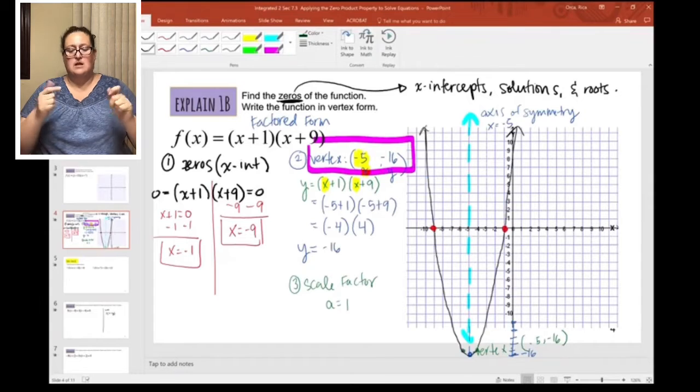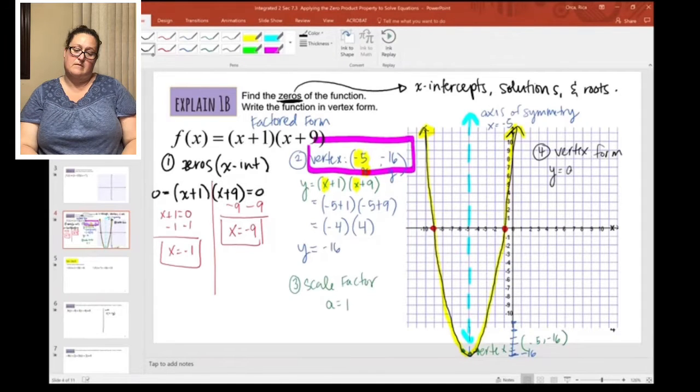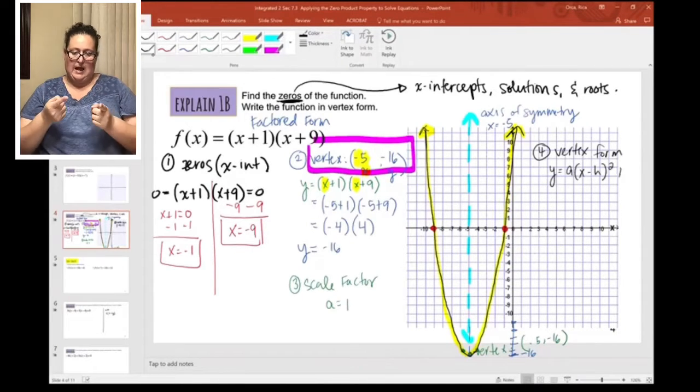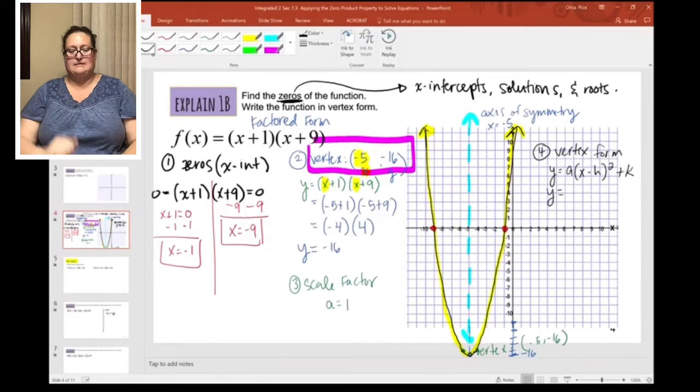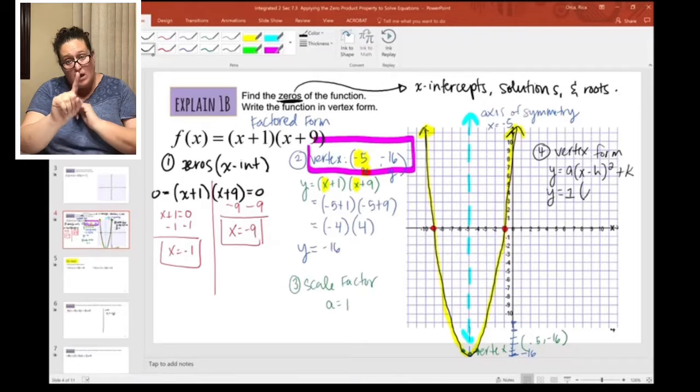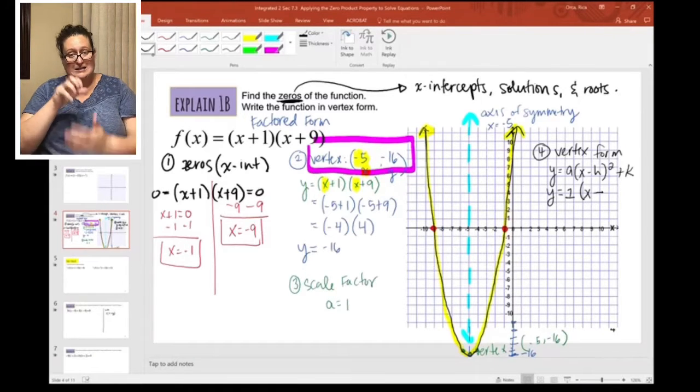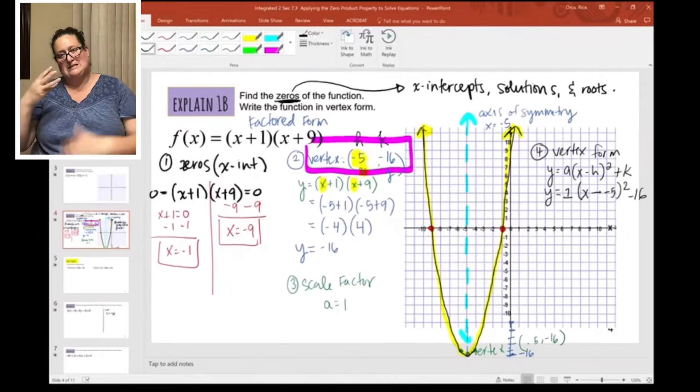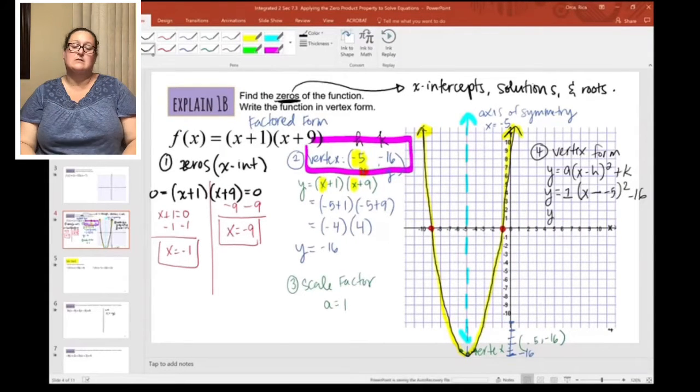Now let's draw the graph, highlight it, and answer the problem. So the problem wanted us to write our function in vertex form. So I'll call this step number 4, vertex form. So vertex form is y equals a times x minus h squared plus k. Our a value is 1. X minus, remember the coordinates of the vertex are also h and k. So it's x minus -5 squared minus 16. K is -16. Simplify this.